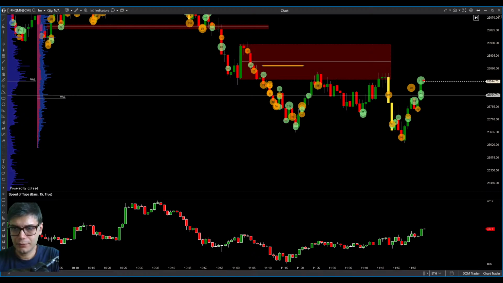How much was that loss? From here to here. So to gain that back, this should be enough. All right, came short to London low. It did not take that. Let's look at order flow. Is there effort to push the price higher?